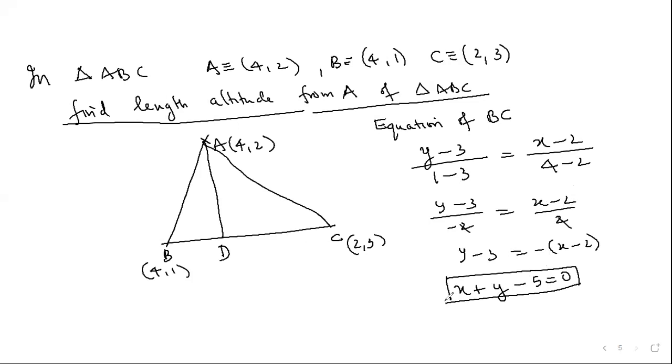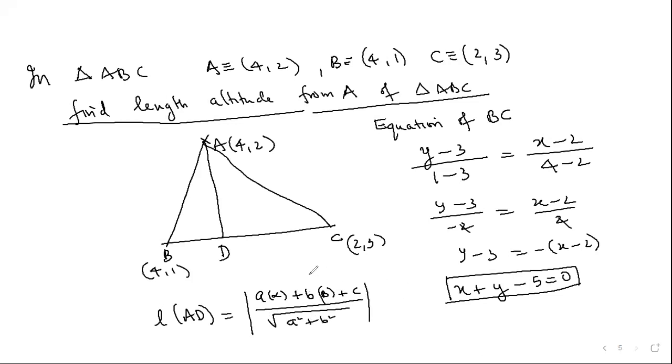Now the length of the altitude is nothing but the perpendicular distance from 4, 2 to this line. So length of AD is, you may write the formula A alpha plus B beta plus C upon root of A square plus B square. This is up to you, whether you want to write the formula or not, or think the way I taught you. Substitute the point in the equation and divide by root of A square plus B square. 4 plus 2 minus 5 divided by root of 1 square plus 1 square.